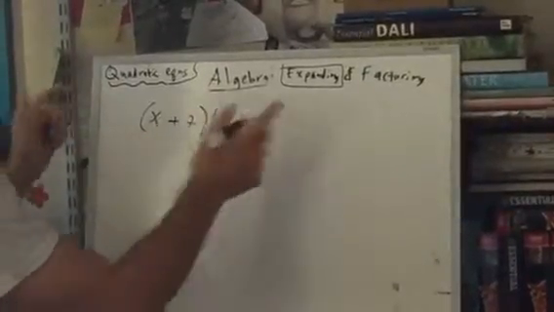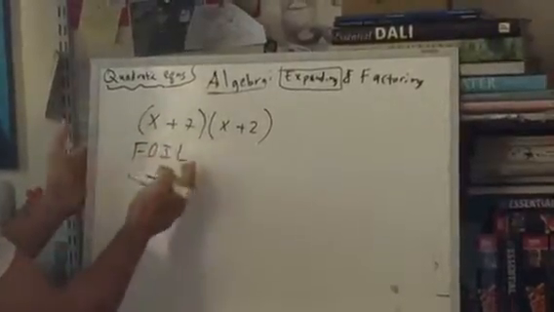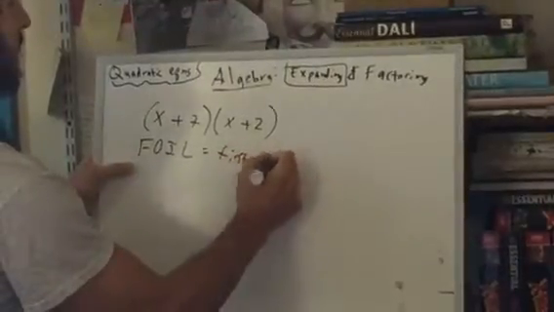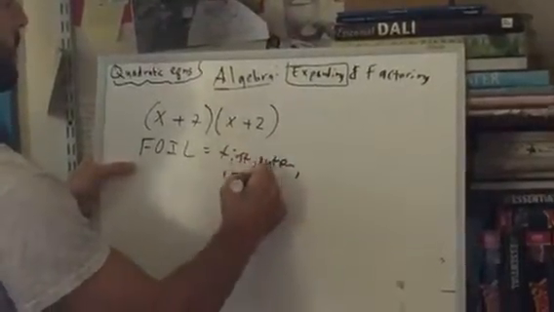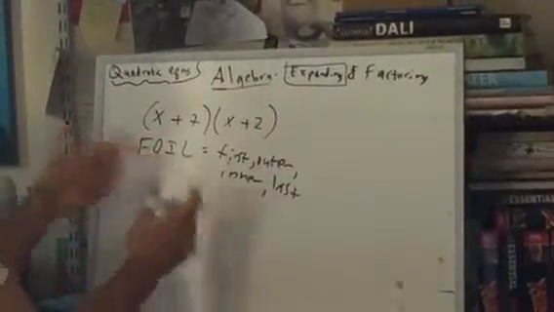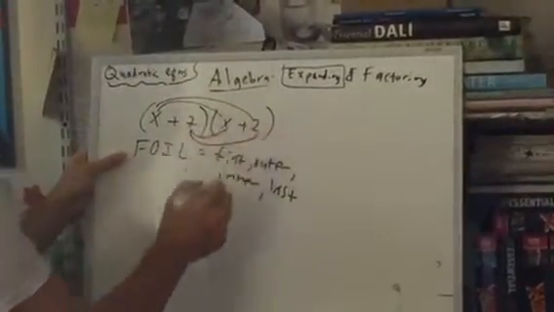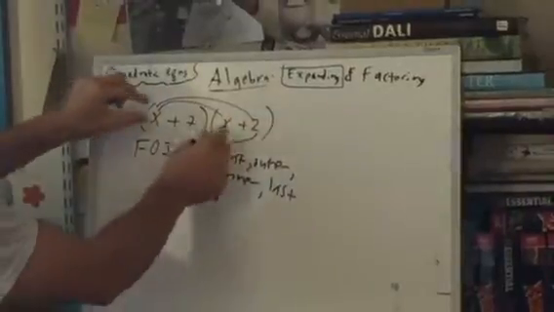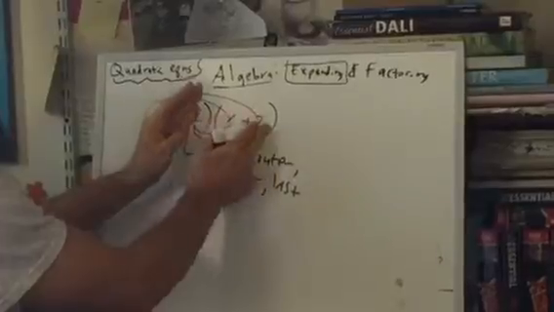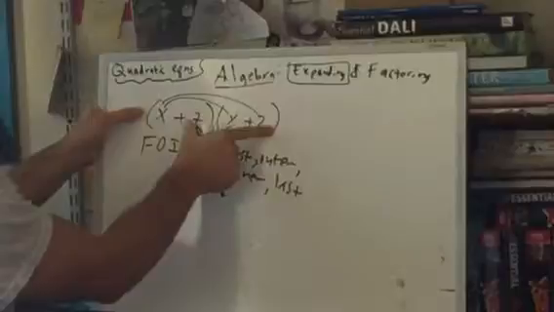Now, some of you may have learned how to do this in terms of FOIL. I'm not a fan of this acronym, but if it works for you, great. So this is first, outer, inner, last. I've never used this personally. I just do 1, 2, 3, 4. Why did I do it in that order? These are both the leftmost, so left, left, left, right, right, left, right, right. So that's how I think about it. So 1, 2, 3, 4.